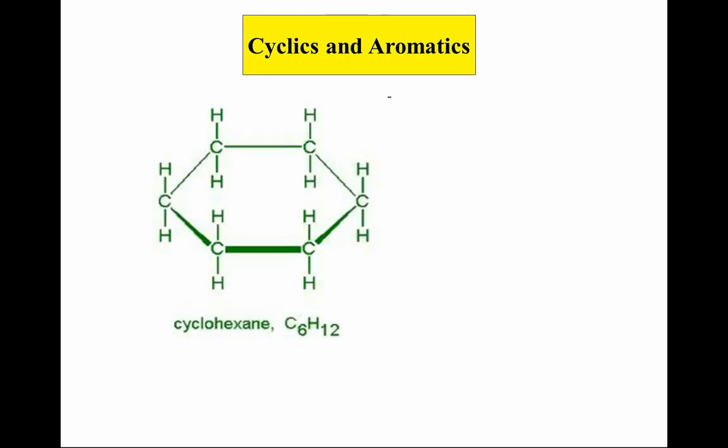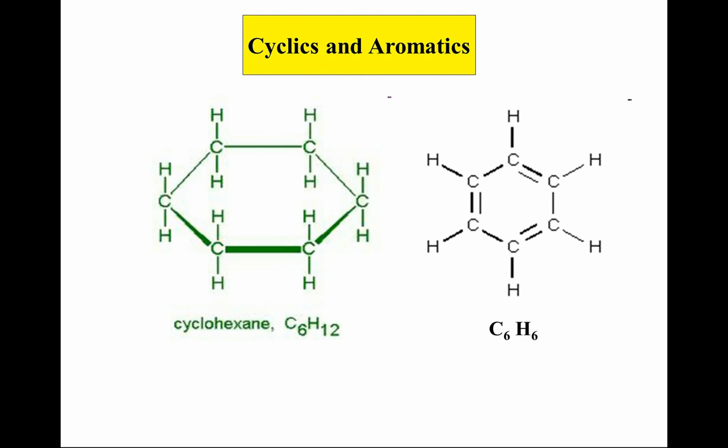Cyclics and aromatics can easily be confused. This is cyclohexane. Cyclohexane means that the 6 carbons that compose it are arranged in a ring, but they don't have alternating double and triple bonds. And of course the formula is different because the double bond that is not accommodated has a hydrogen attached instead. So cyclohexane has twice as many hydrogens as benzene does. But at first glance they look similar because they're both a ring structure.